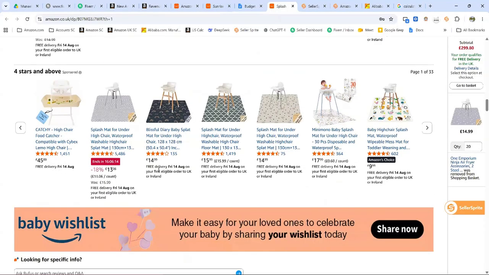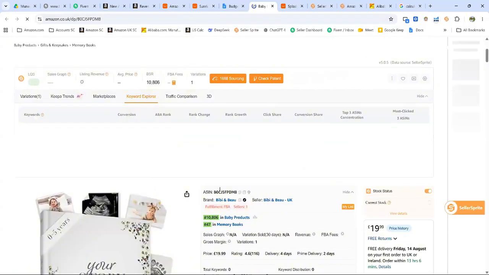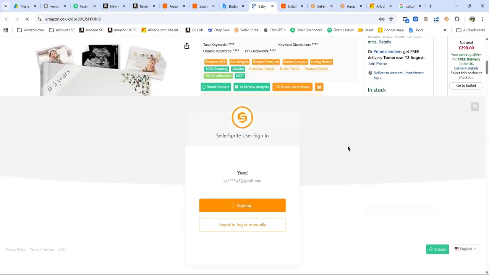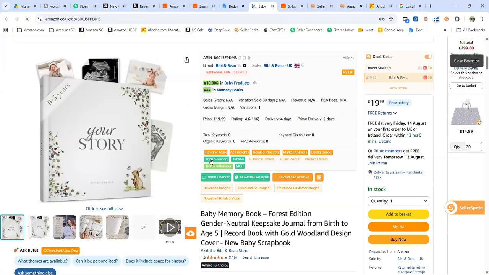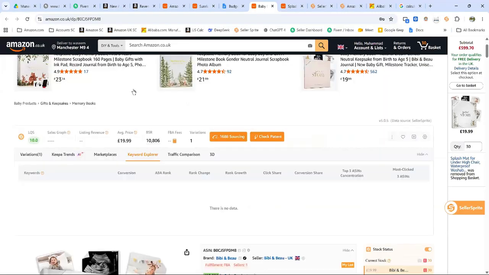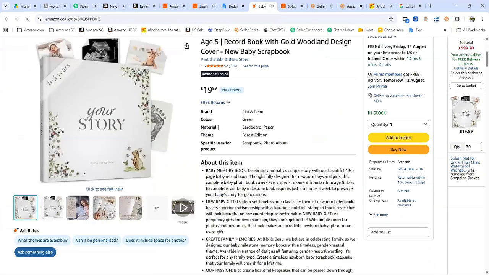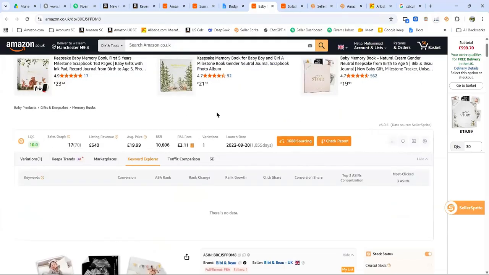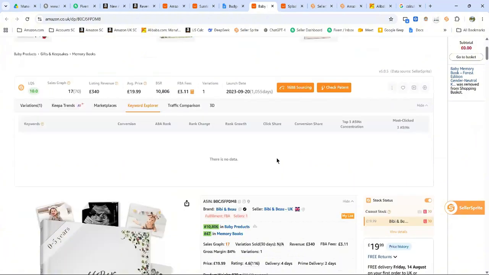Let me give you another example like this one, baby memory book. This is just a small book, as you can see, but the price is on the higher side, 19.99. So again, okay, what is this not showing? Maybe they're not having enough sales. Let's just pick up another one. Okay, it's not loaded.